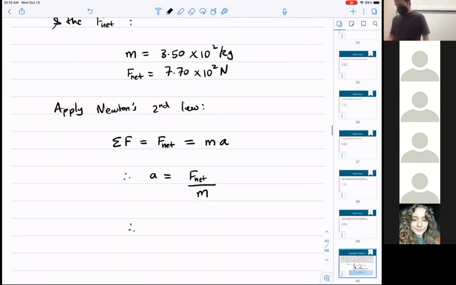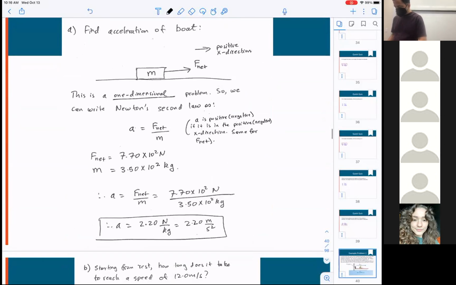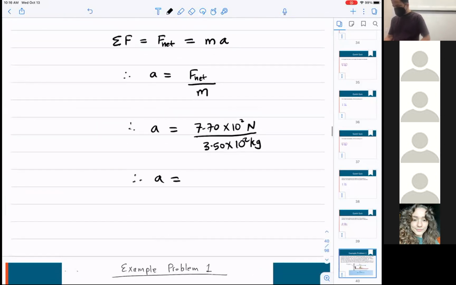And so therefore, I can now go ahead here and say the net force is 7.70 times 10 to the 2 newtons. The mass is 3.50 times 10 to the 2 kilograms. You put all that together. What do you get? I'm going to look ahead. You get 2.20 newtons per kilogram.